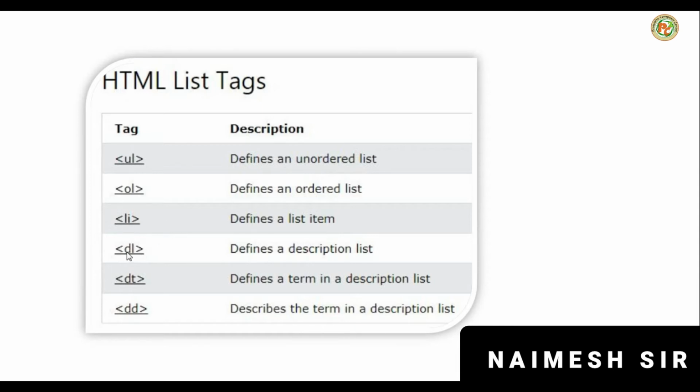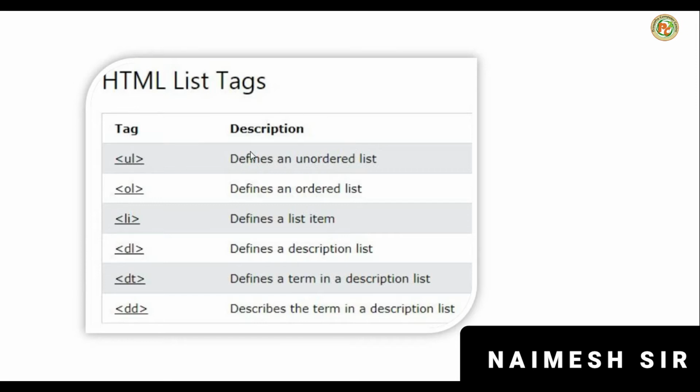Next, dl is for the description list. Then dt stands for the description term, and dd is for the description. dd describes the term, and dt defines the term. For example, if you want to type a definition, we can use dt. If you want to write some description regarding a particular topic, like two or three lines or paragraphs, then we can use dd to describe the term. So this is all about that.